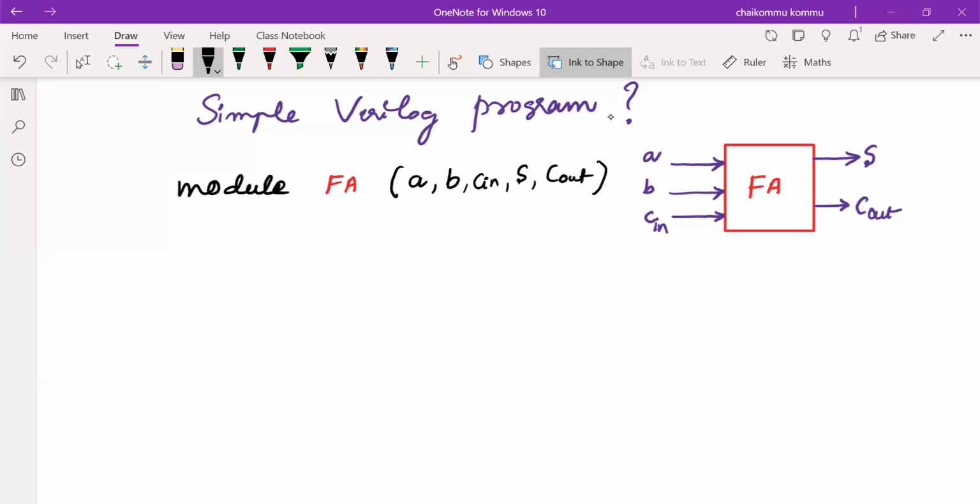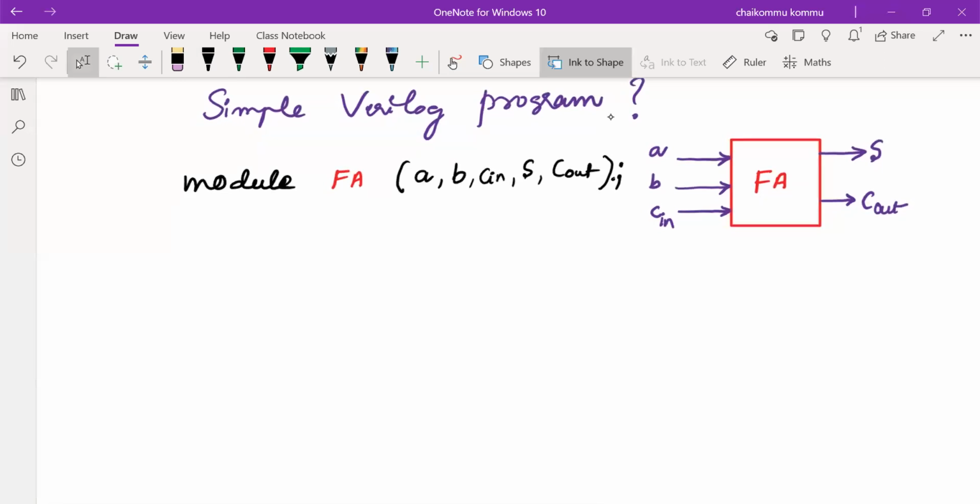These are the things. After completion of the external view, we have to write a semicolon. Since it is a programming language, we have to follow the rules and regulations framed by Verilog. Verilog says that once the statement is completed, we have to end with the semicolon. Without writing the semicolon here, it's not possible to execute your program. This is the first step. Is it clear to all of you?